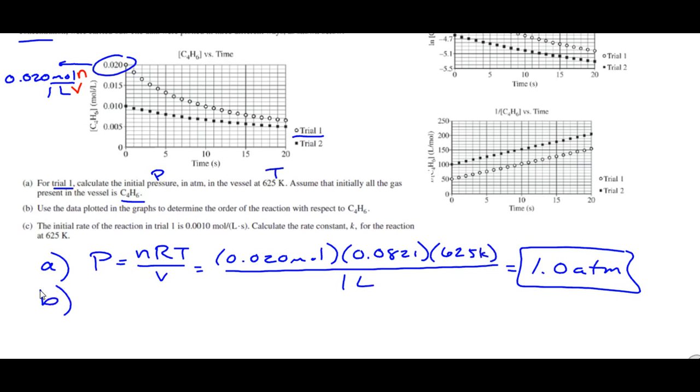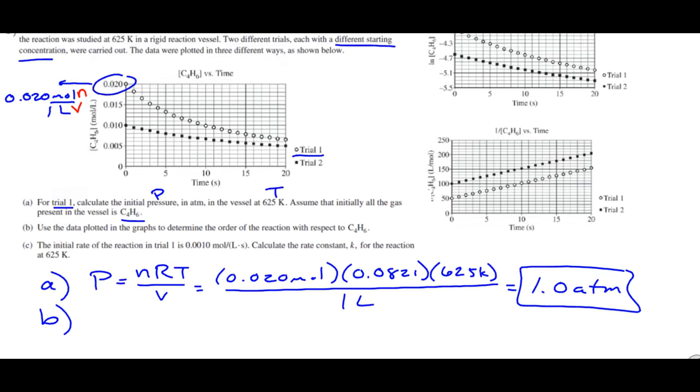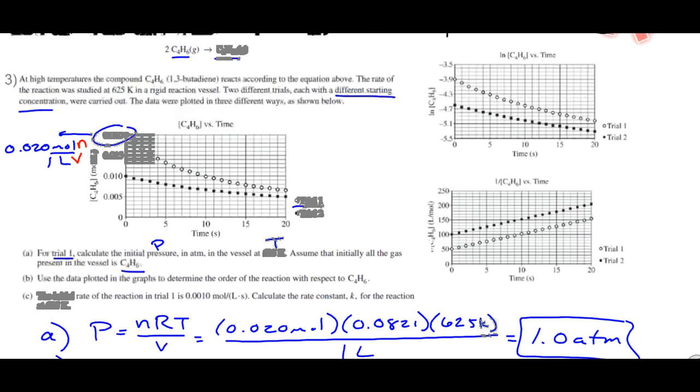B, using the data plotted in the graphs to determine the order of the reaction with respect to C4H6. So we look at all this, and what we understand is the order correlates to our data over time versus concentration, natural log, or inverse concentration. And the one that makes a straight line gives us that order. So this is 0 order right here.